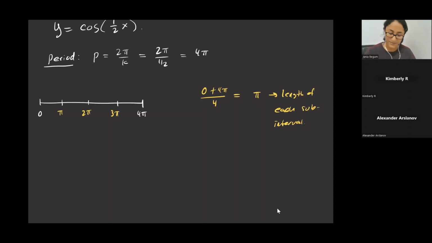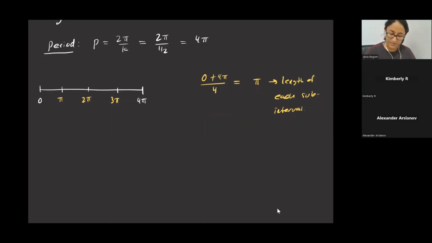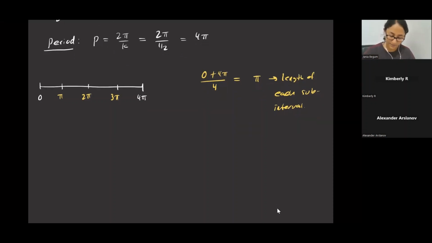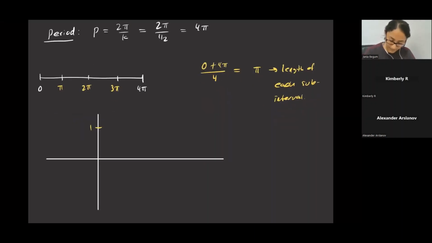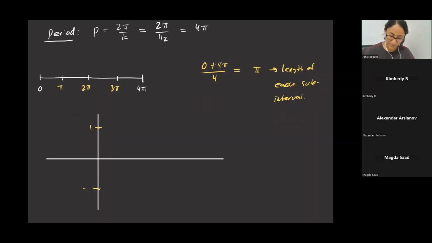Now, all you have to do is come up with a graph. Yeah, this is on the real line. Now put it in the XY plane. So here's our XY plane. What's the amplitude for this one? Oh, amplitude, it's 1, right? So we're going to go high 1 and low -1.